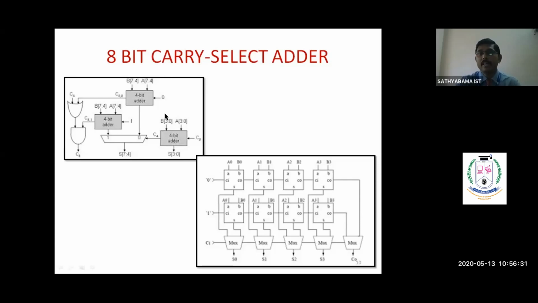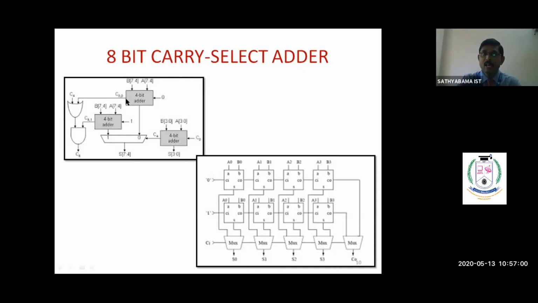That means A0 to A3, B0 to B3 and Cin are given to this 4-bit ripple carry adder. And A4 to A7 and B4 to B7, the same values, are given to these two ripple carry adders. Here we give Cin equal to 0, and here Cin equal to 1. All these inputs are given to the ripple carry adders simultaneously, and all three ripple carry adders execute simultaneously.